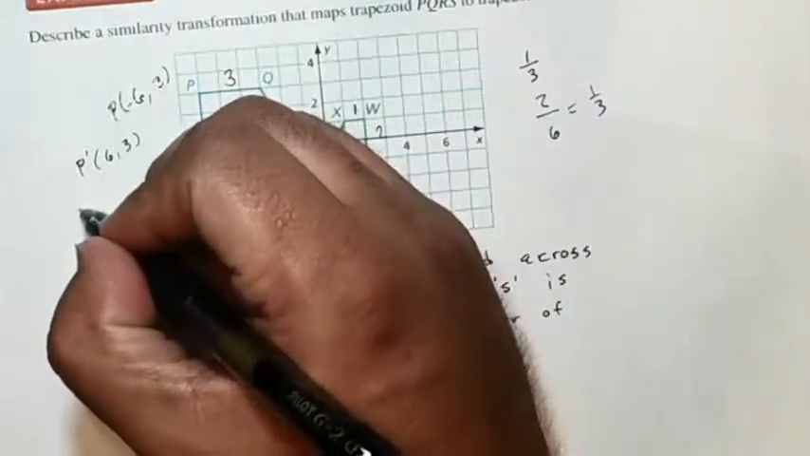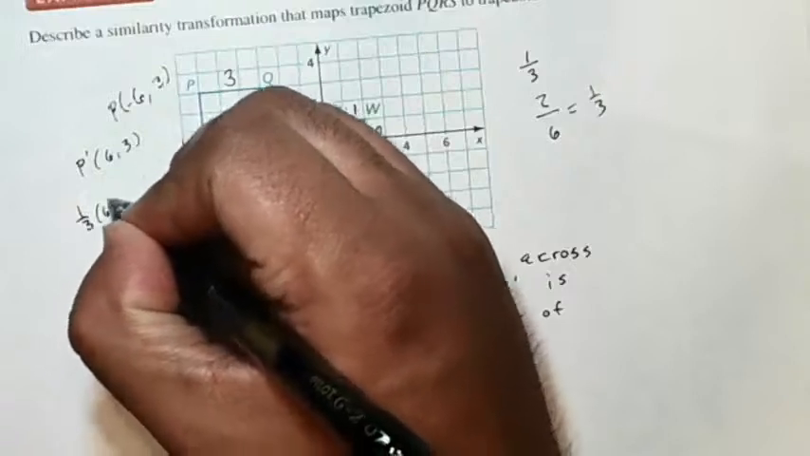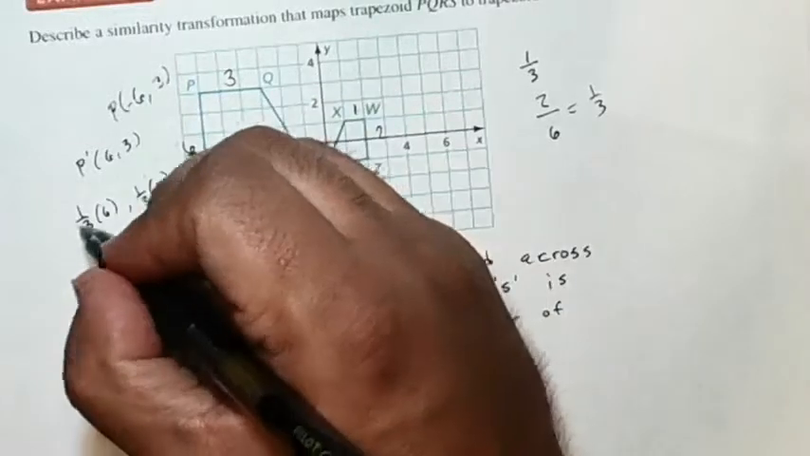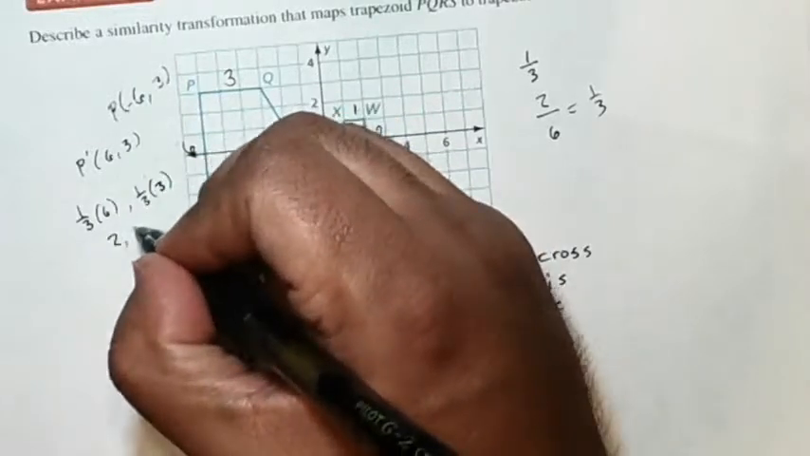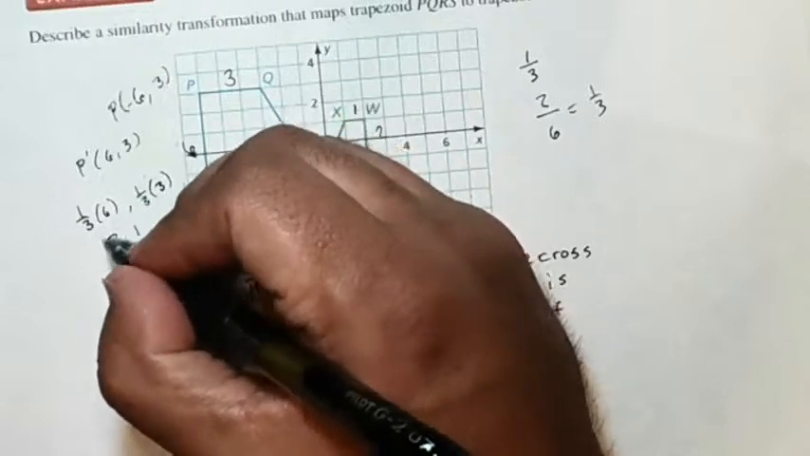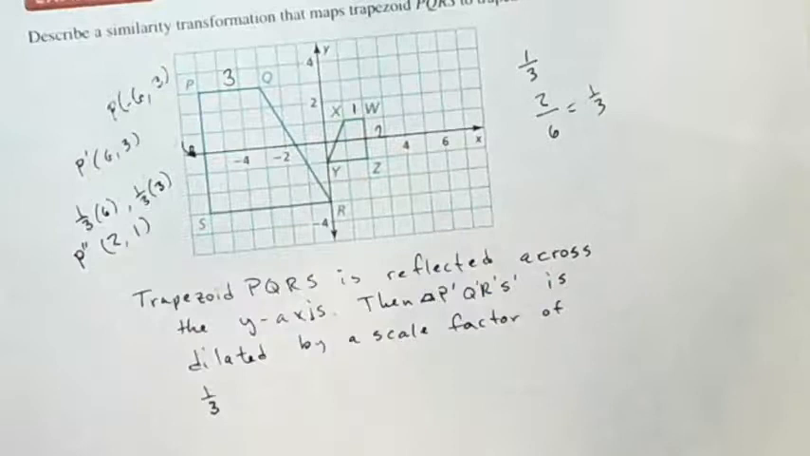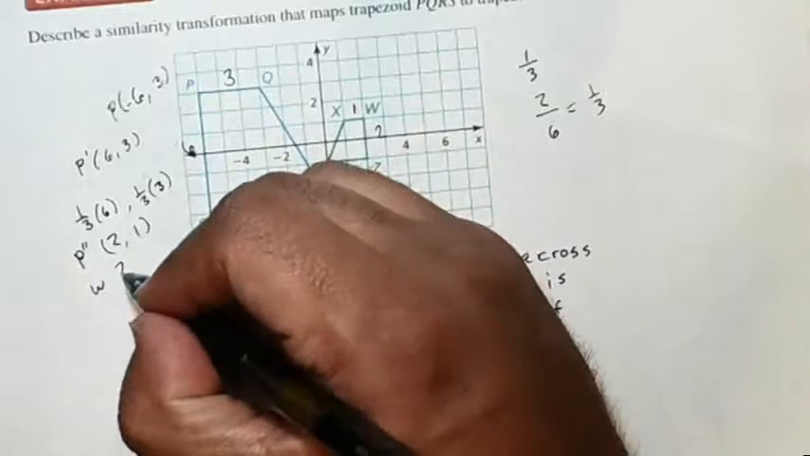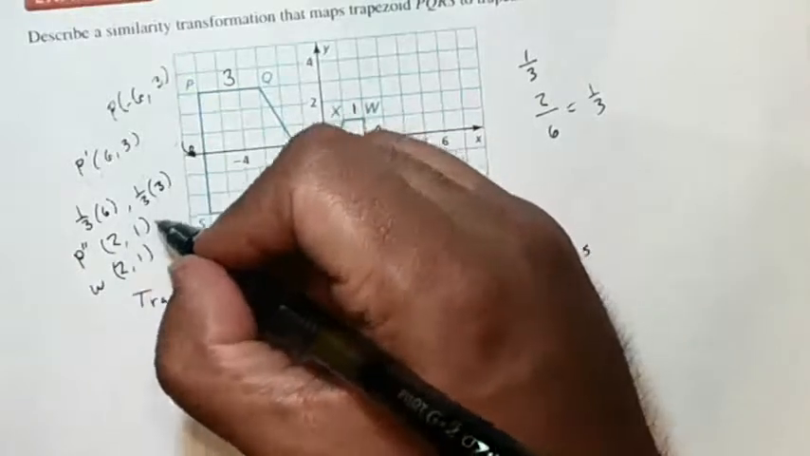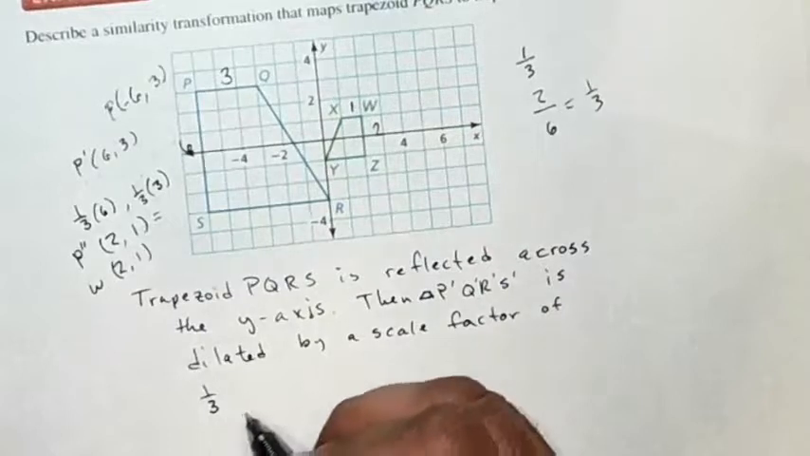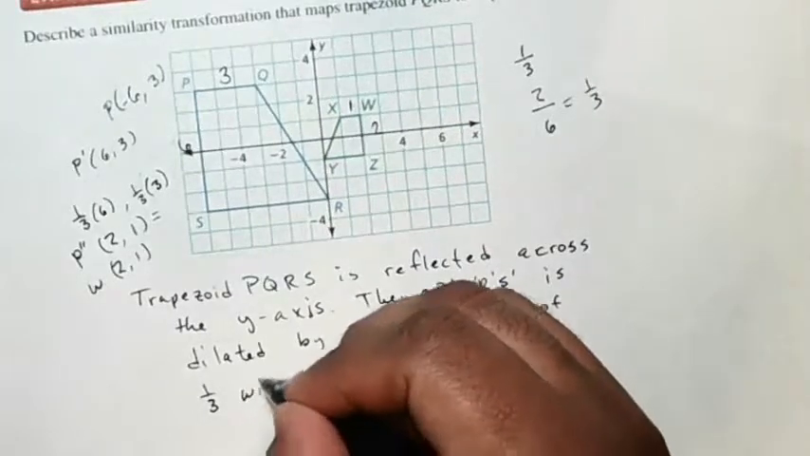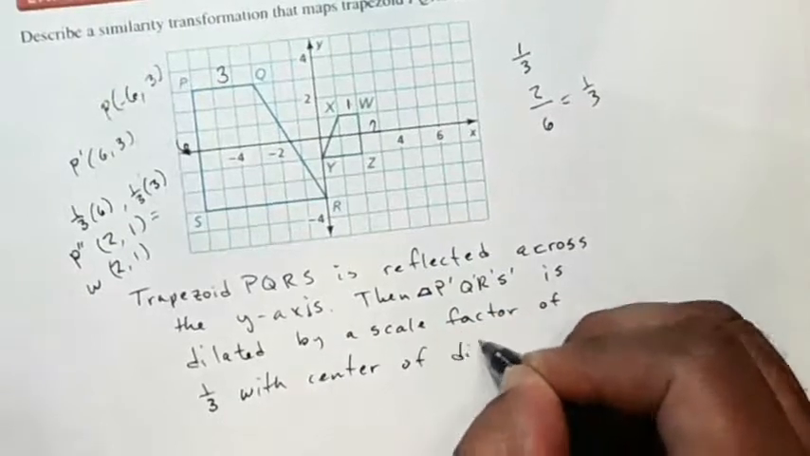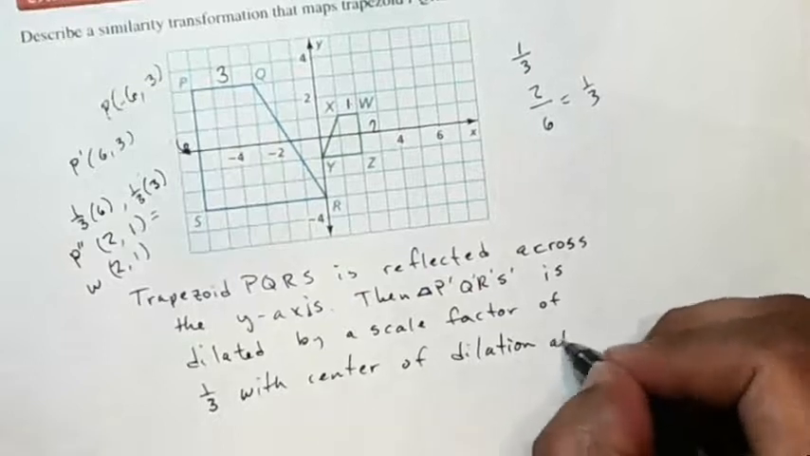So I'm going to take my scale factor, 1/3 times 6 for my x value, then I want to do 1/3 of 3, and then 1/3 of 6 is 2, 1/3 of 3 is 1. Alright, so that would be my P double prime, which if I look at W is at 2, 1. Right? And those match. Because those match, that tells me that my center of dilation is 0, 0. So let's write that with center of dilation. Center of dilation at 0, 0.